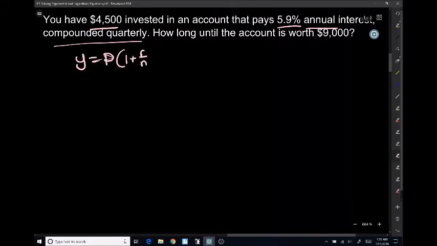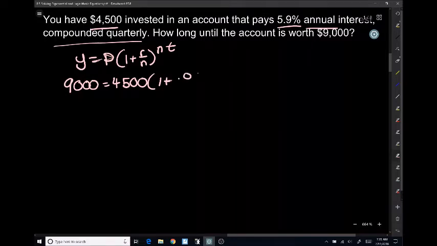Here's the compound interest formula. Y equals P times 1 plus R over N to the NT, where P, R, N, and T are your starting amount of money, your interest rate, the amount of times you compound in a year, and your time. Well, this now can be solved. We plug in 9,000 for Y. We're going to plug in 4,500 for P.